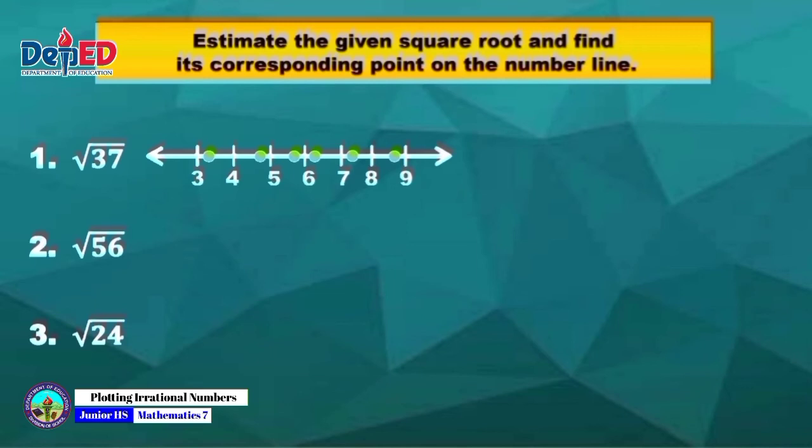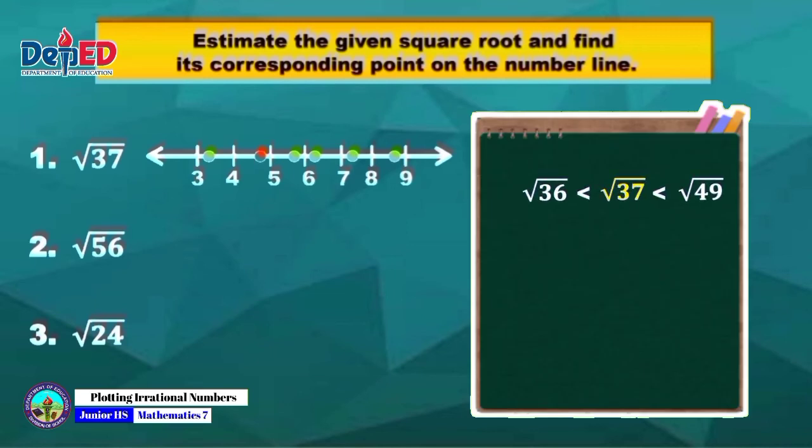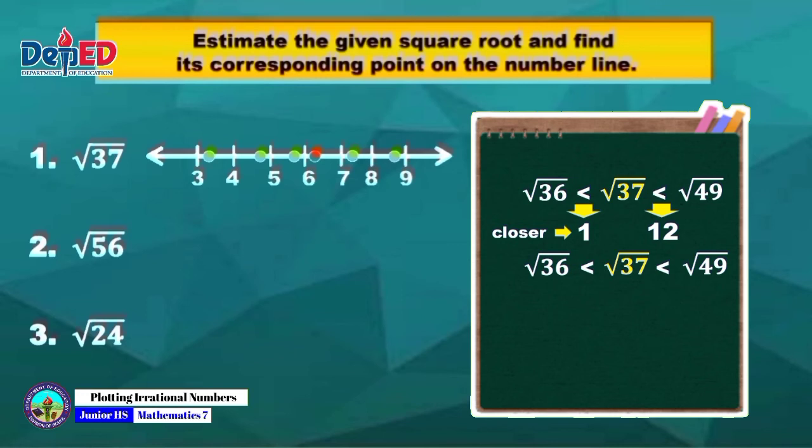The square root of 37 lies between the square root of 36 and the square root of 49. 37 minus 36 is equal to 1. 49 minus 37 is equal to 12. Therefore, the square root of 37 is closer to the square root of 36.